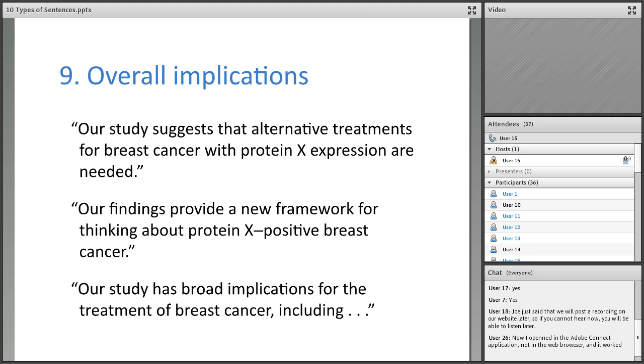So here are some examples. They're kind of broad examples, but what these types of sentences do is they put a bit of an exclamation point on the discussion section. They remind readers and reviewers that this study was worthwhile, that this study has positive impact.